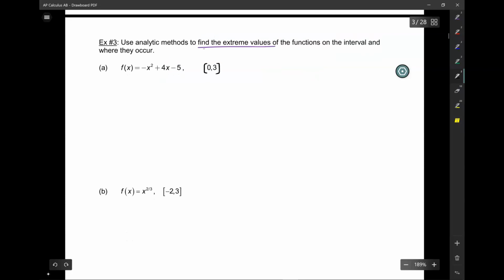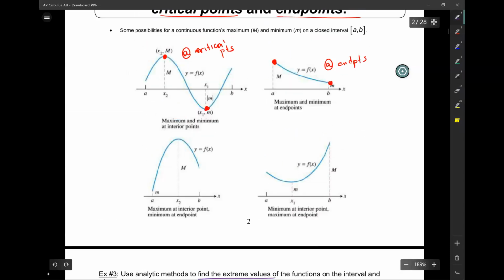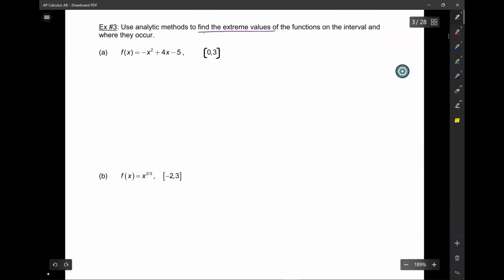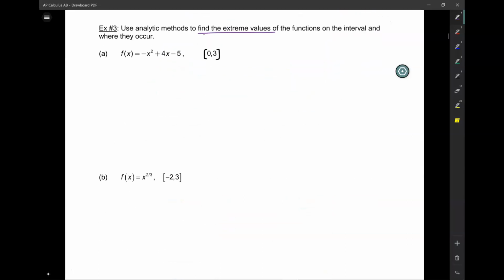Okay, so here's what we're going to do. First, we have to find the critical points. What did we say about the critical points? It was where f prime is 0 or it doesn't exist. That means first we have to find f prime. So let's find f prime of x. f prime of x is equal to negative 2x plus 4. So step 1 was find the critical point.